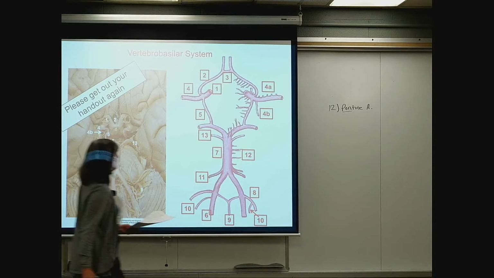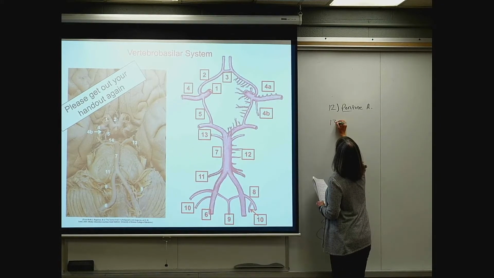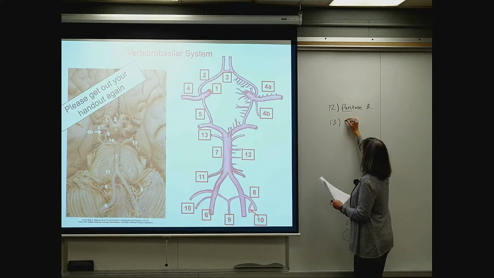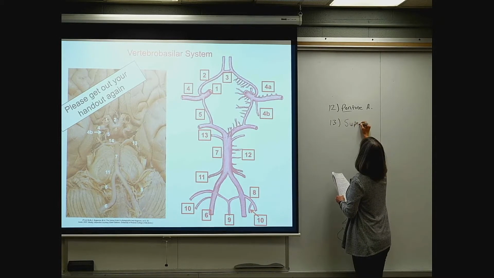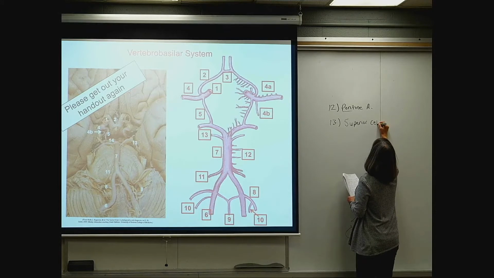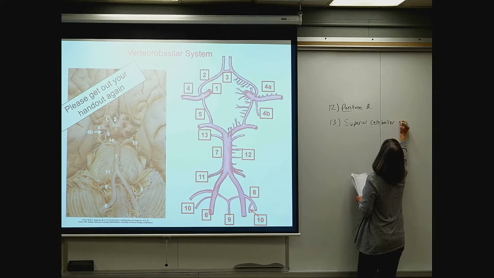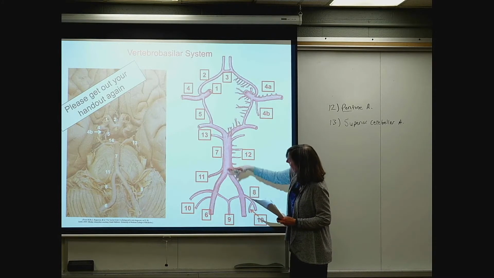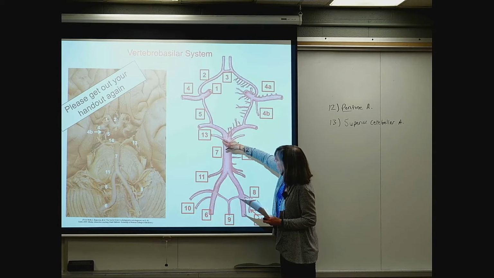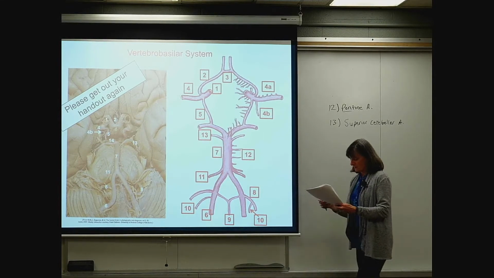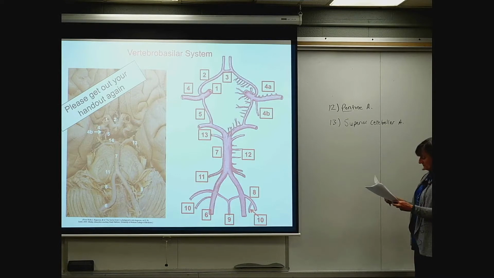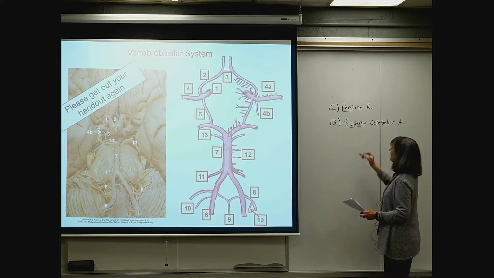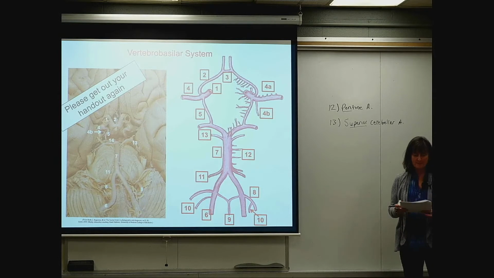Okay, 13. 13 is the superior cerebellar artery. And so that one is the most anterior. As you come up through the vertebrobasilar system, that's going to come off here. And there's going to be two sides to it. And this is going to supply superior aspects of the cerebellum, as indicated by the name.